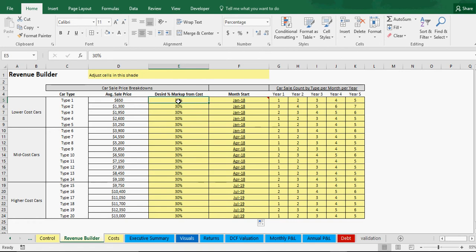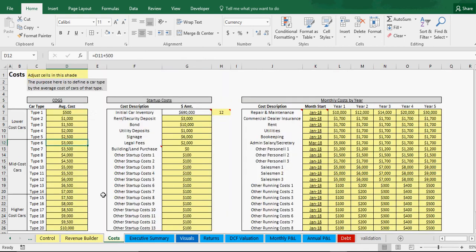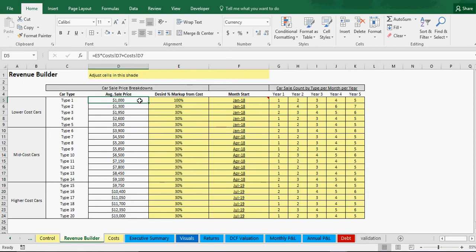You can see if we change this markup, so say we put it to 100%, it means you're charging $1,000 for a $500 car. As you can see here, it's 500 and type 1 going to 1,000 with the 100% markup.